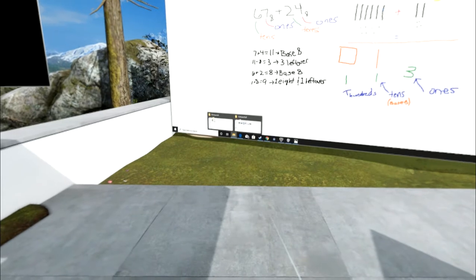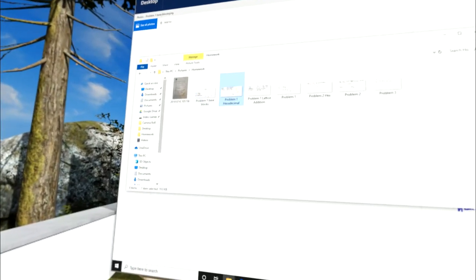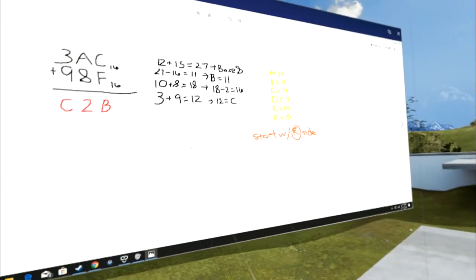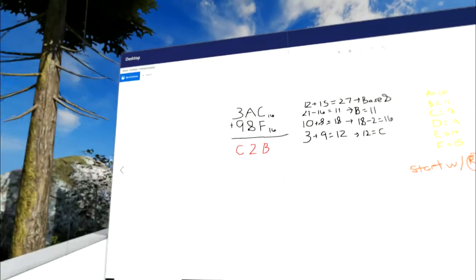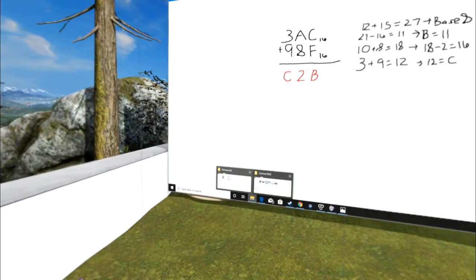So let's go on to another problem here. I think it'd be this one right here. I don't want to do this one yet, sorry. Let me do this lattice one real quick.